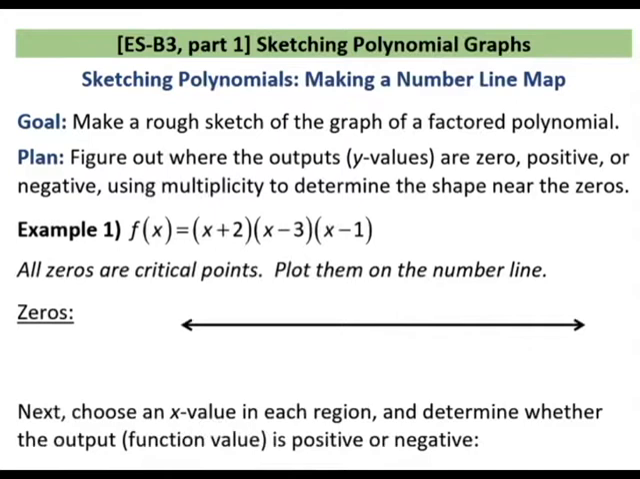First, sketching. This is a big task, and so we have a plan. We're going to figure out where the outputs are zero, in other words, the zeros of the polynomial. That means we'll be dealing with polynomials that are in factored form. We can read the zeros right off of it. For example, if we have f of x equals (x plus 2)(x minus 3)(x minus 1), the zeros we can read right off the list.